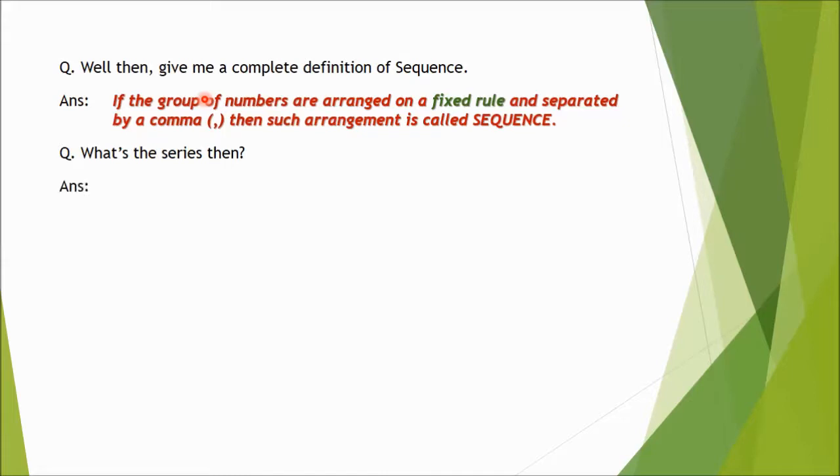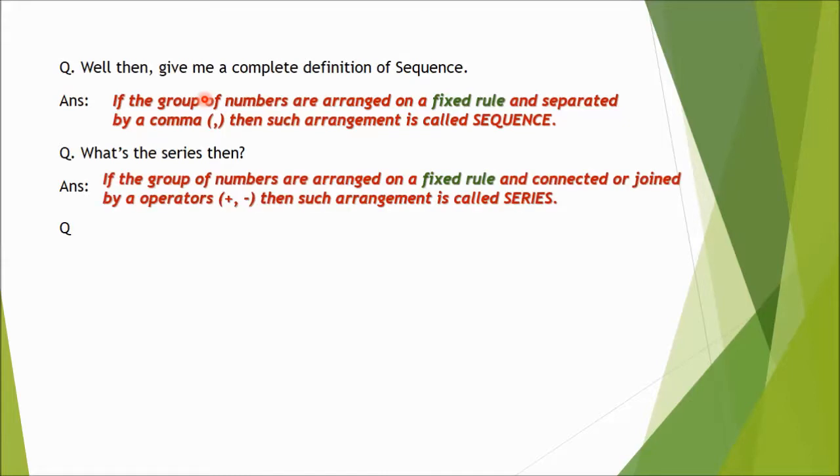If the group of numbers are arranged on a fixed rule and connected or joined by an operator, plus and minus only, there are four operators: plus, minus, divide, and multiply. We are only talking about plus and minus. If they are separated by plus and minus, then such arrangement is called series. Now you can see it looks similar also, but there is a difference between sequence and series. We will discuss it on the next slide.